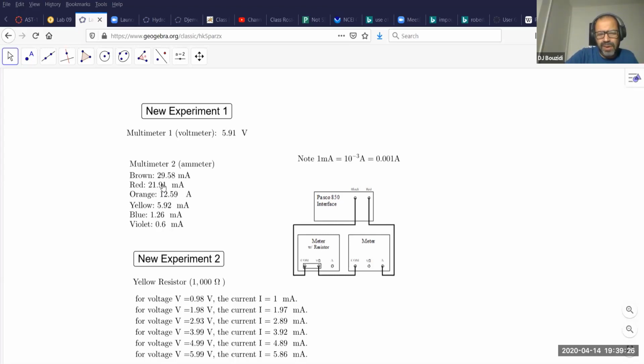So basically, the different currents for each one of these is given to you. That's what the second multimeter is giving you. So you put the brown, and you get the current. But this 29.58 is not amps. It's milliamps, and a milliamp is a thousandth of an amp. So this number has to be divided by 1,000 to be placed in the proper cell. They have the brown, the red, the orange, the yellow, the blue, and all of the numbers.